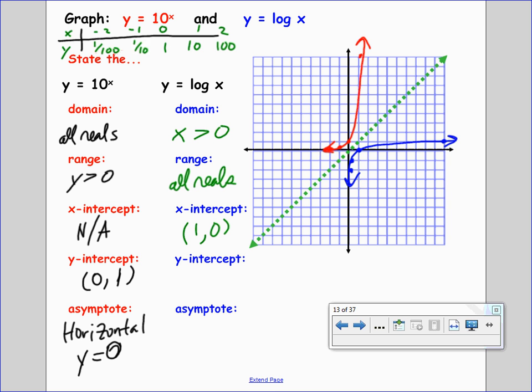The y-intercept, well, we never get to the y-axis. So just like there was no x-intercept on my exponential function, there's no y-intercept on my logarithmic function. And there's not a horizontal asymptote on this common log function. There is a vertical asymptote, though, and we see that here along the y-axis. So its equation is an x equals equation. That's x equals 0. So the asymptote here is vertical, and its equation is x equals 0.